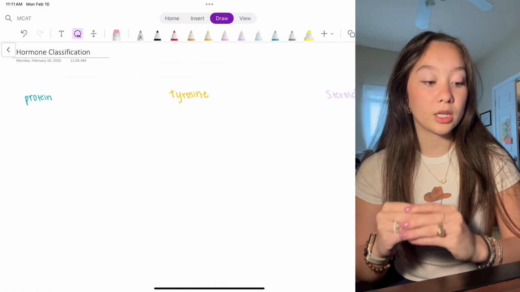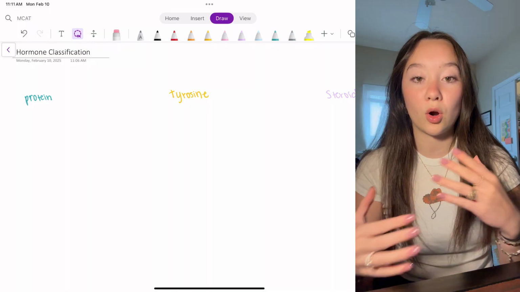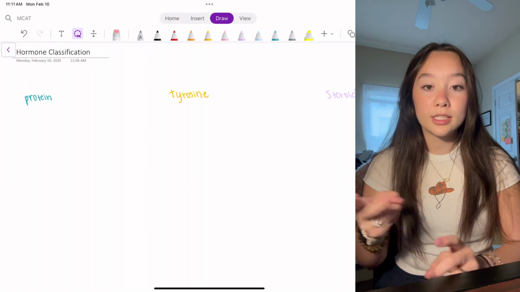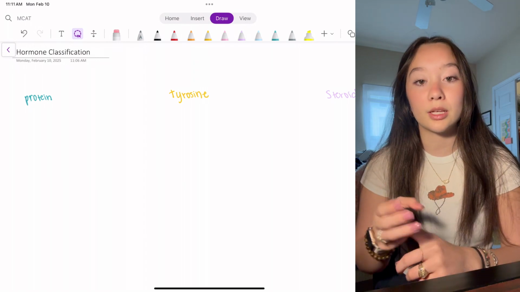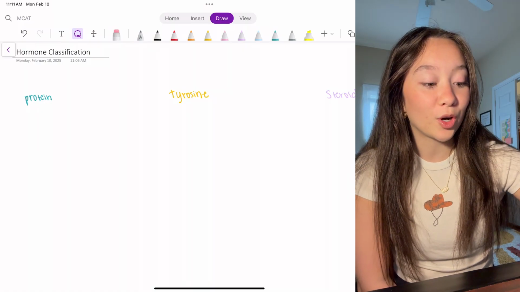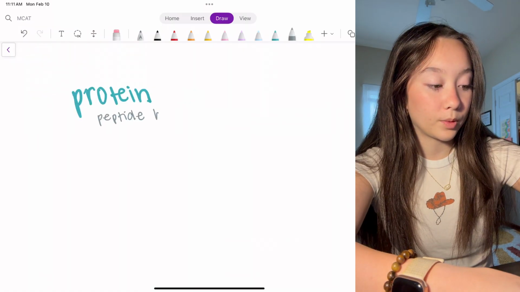And then within each group and their specific examples, we're going to talk about where each of these hormones are produced, like either in the pancreas, in the adrenal cortex, adrenal medulla, stuff like that. So let's get started. We are going to start with protein-derived hormones or peptide hormones.